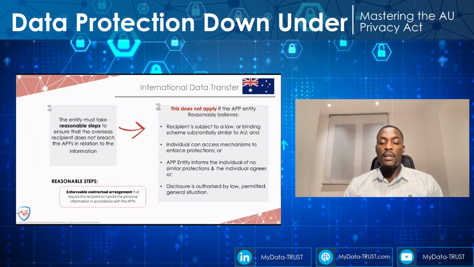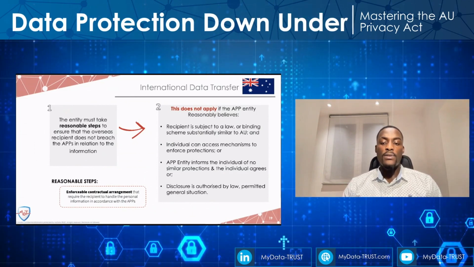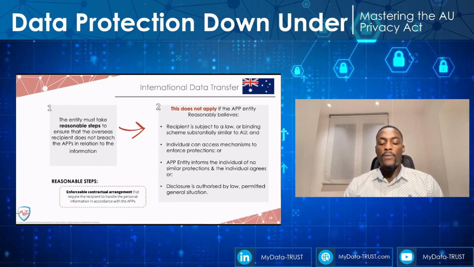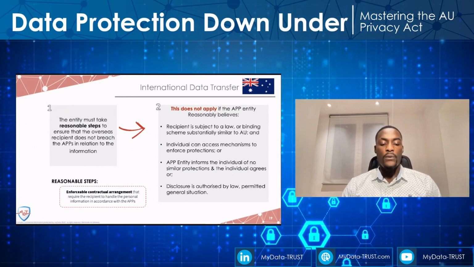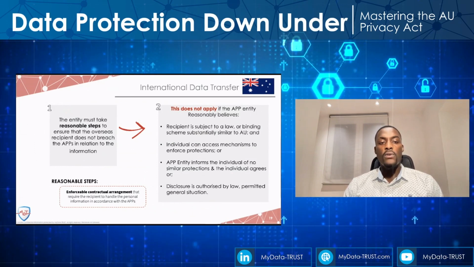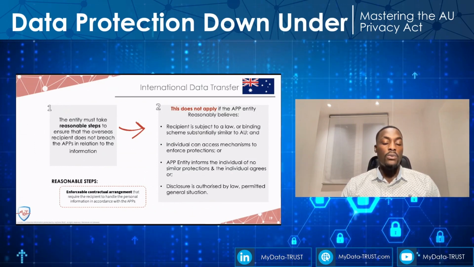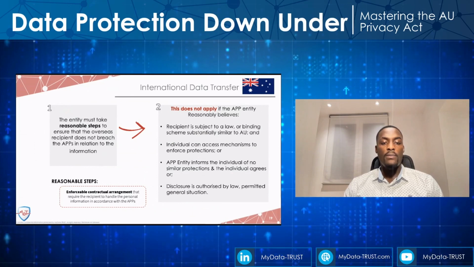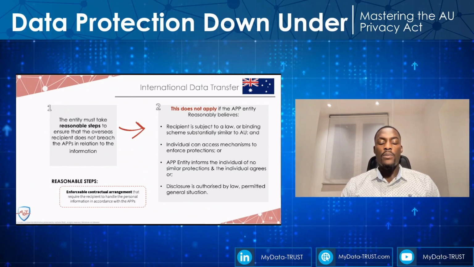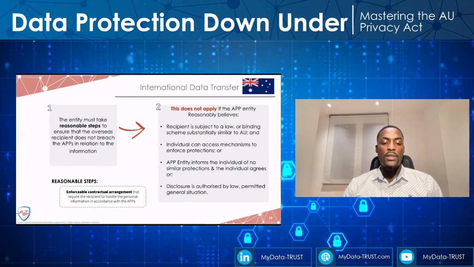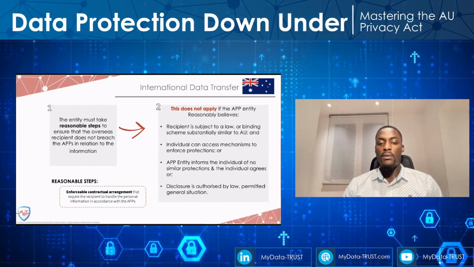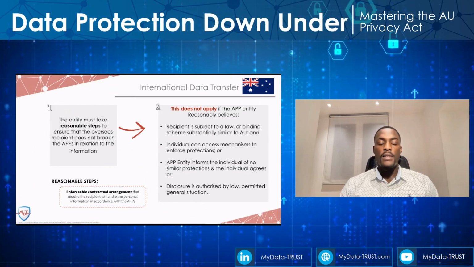Or your organization informs the data subject about the fact that there is no similar protection and the data subject agrees, or the disclosure of personal data is authorized by the law. But if you do not have this exception, you will have to take reasonable steps to ensure that the overseas recipient will handle personal information in accordance with the Australian Privacy Principles. And we should understand reasonable steps as putting in place an enforceable contractual agreement that requires the recipient to handle the personal information in accordance with the Australian Privacy Principles.